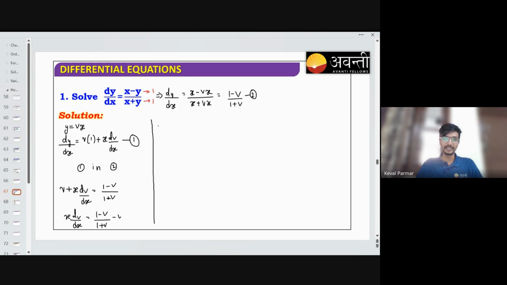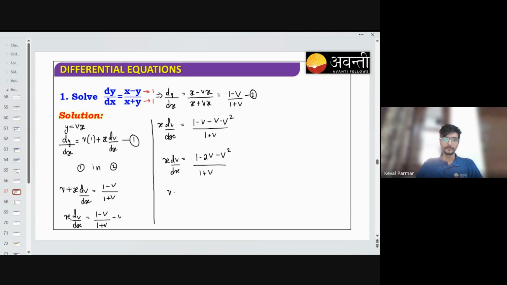So if I take LCM, I'll get x dv over dx is equals to 1 minus v minus v square upon 1 plus v. That is, I got 1 minus 2v minus v square upon 1 plus v. That is x dv over dx. Got it? So this is a variable separable form.